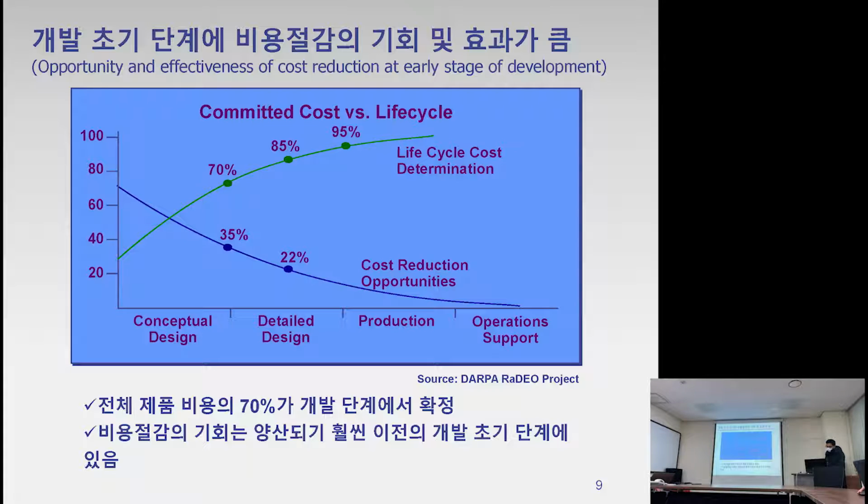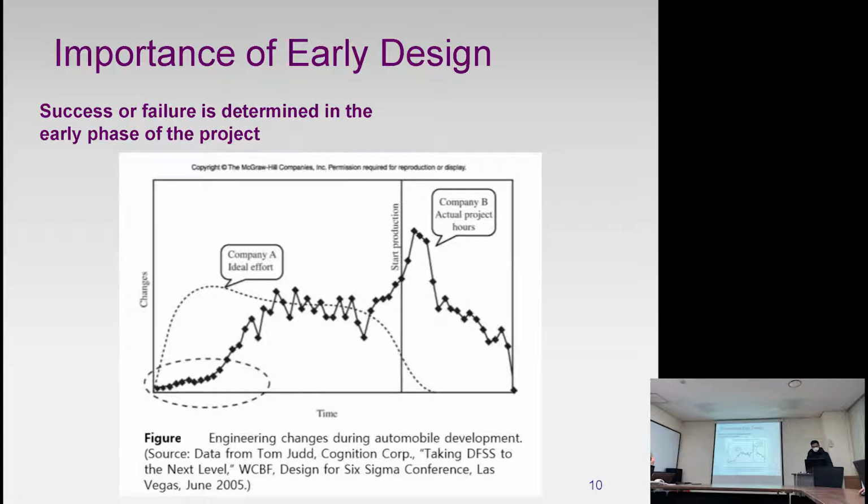This second diagram, which is by DARPA's RADIO, which is a Rapid Design Exploration and Optimization Project, shows something similar. It shows that 70% of the total product cost is confirmed at the product development stage, which is the conceptual design stage. And most significant cost saving opportunities are in the early stages of development before the product is mass produced. So as you can see, the life cycle cost determination increases as time goes on, and cost reduction opportunities decrease.